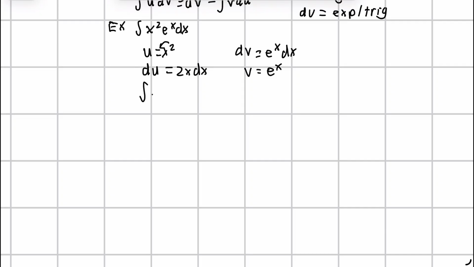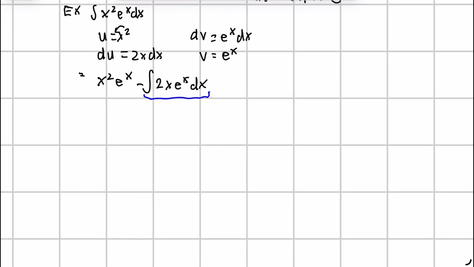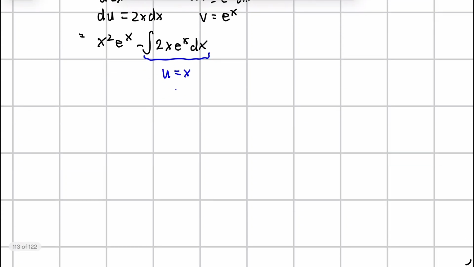So this is going to become x squared times e to the power of x minus the integral of 2 times x e to the power of x times dx. So now we're going to do integration by parts on this new thing. So then in here, we can see that we have u is equal to x. So we can make du equal to dx. And then we can set dv equal to e to the power of x times dx. So then v is equal to e to the power of x, because the derivative is just going to be e to the power of x.